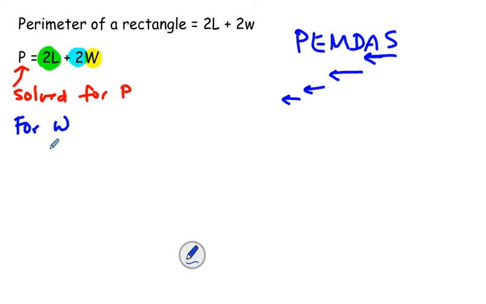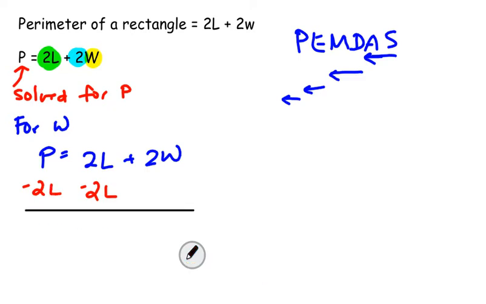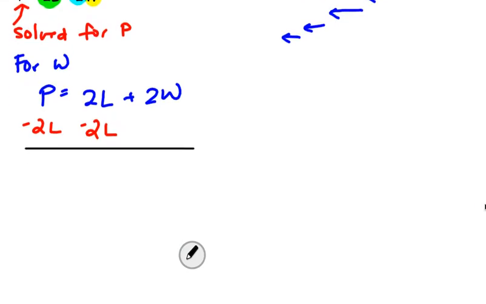So to solve for W, we start out with the formula P equals 2L plus 2W. We have decided that since 2L is being added, we're going to subtract 2L from P. Because P and 2L are not like terms, we're just going to rewrite them as P minus 2L. And that will now be equal to, because these two cancel out, 2W.